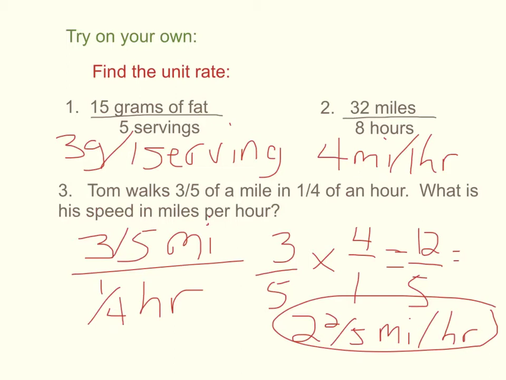To find my unit rate, I need to divide my top quantity by my bottom quantity. When I divide by a fraction, I'm really multiplying by its reciprocal. So to find the answer to this problem, I need to do 3/5 times 4 over 1. When I do this, I get 12/5, which reduces to 2 2/5 miles per hour.